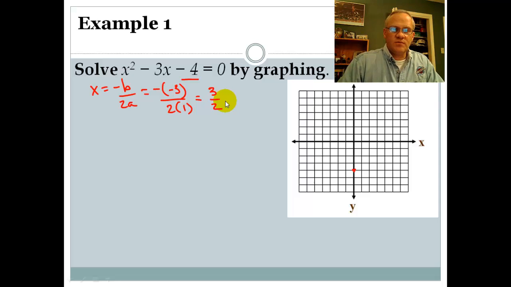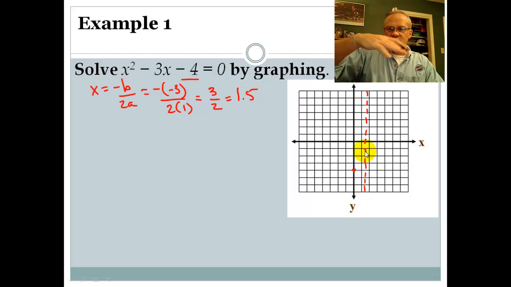And so 3 halves, the x-coordinate for the vertex, is really 1.5. So what this means is our axis of symmetry is going to go right here through 1.5. I'm going to try to draw this the best I can, like a dotted line here. So that's going to be the axis of symmetry, and we know that's where everything is going to get reflected across.